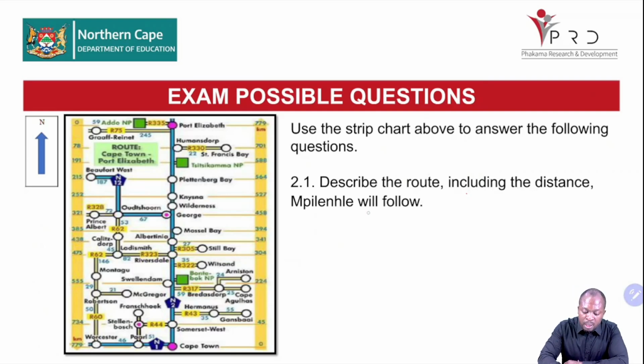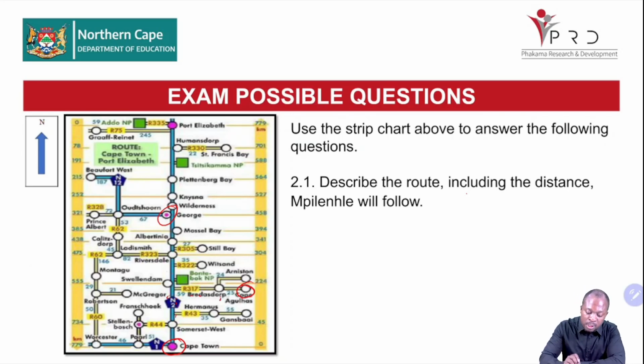So if Mpilontle is traveling, let's say from Cape Town to, let's say, George, then Mpilontle must use the N2, continue on the N2 until he gets to his destination. But sometimes it does not go straight. Let's say it's moving from Cape Town to Cape Agulhas here. So in that case, he must move from Cape Town on the N2 and then turn and take the R317, which is taken to Bredasdorp, then continue from Bredasdorp to Cape Agulhas.